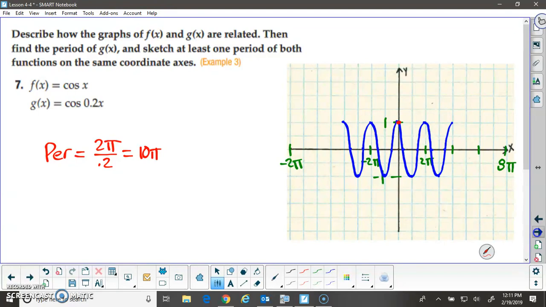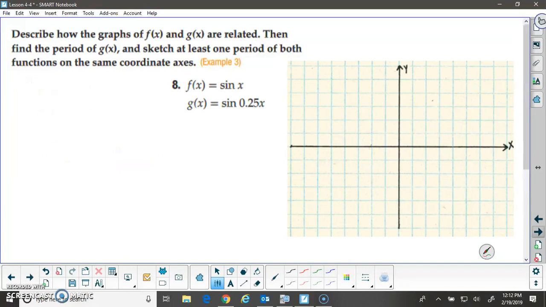So halfway between 0 and 10 pi is 5 pi. So my low point is going to have to be here at 5 pi. 2.5 pi would have an x-intercept. Low point. 7.5 pi would also have an x-intercept. Let's fix this over here. This would be negative 8 pi. Negative 7.5 pi would have an x-intercept. So that'd be the graph of cosine of 0.2x.